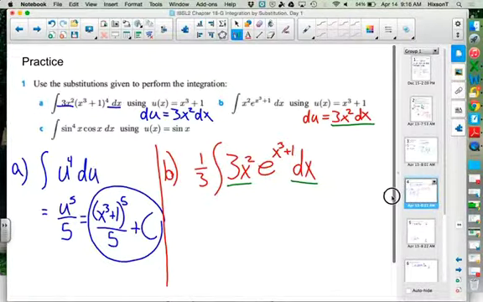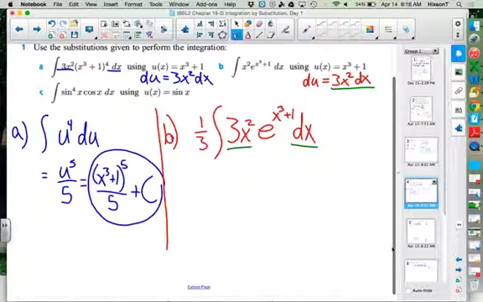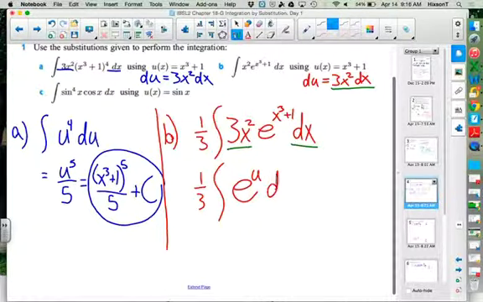Okay? So now I can rewrite this as 1/3 integral, here's e to the u power du. Okay? Now what's the integral of e to the u? E to the u. Alright? So that's 1/3 e to the u.